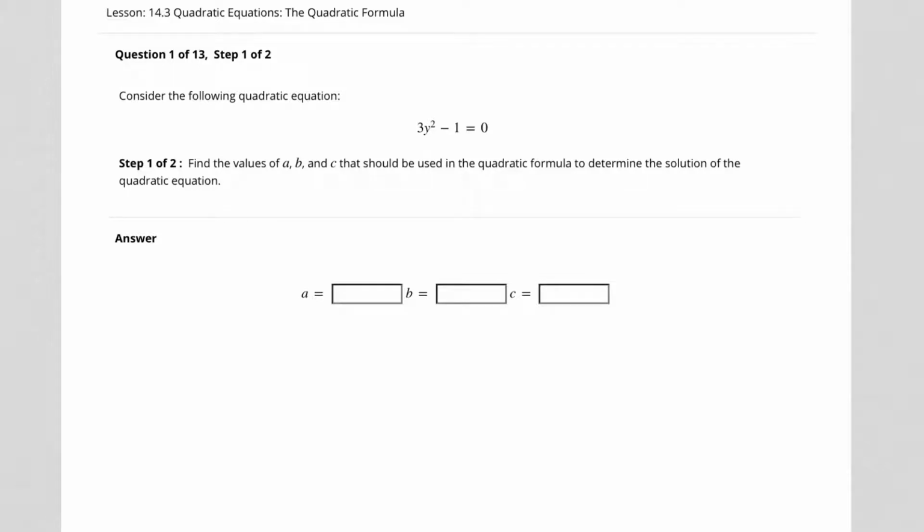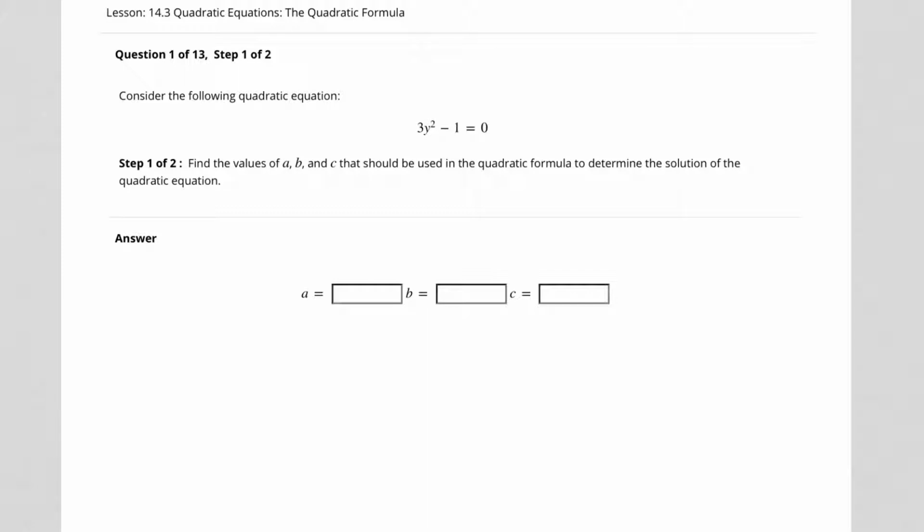Consider the following quadratic equation. 3y squared minus 1 equals 0. Step 1 of 2, find the values of a, b, and c that should be used in the quadratic formula to determine the solution of the quadratic equation.